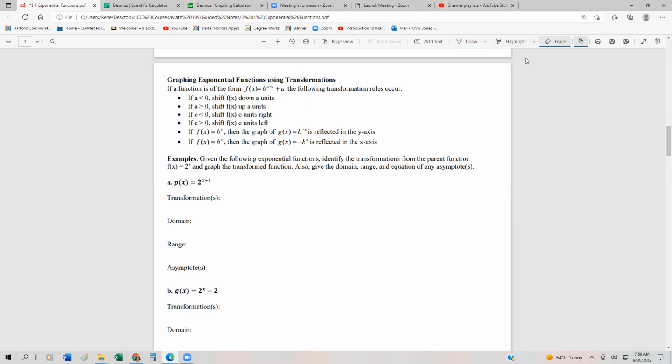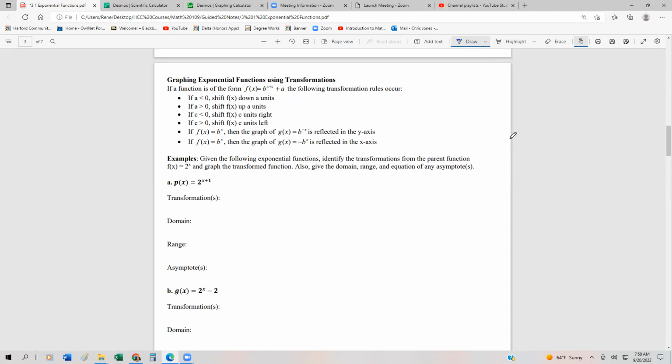And then finally, if we substitute a negative x back in for the x in the original exponential function, we're going to flip it over the y-axis. And if we just take the opposite of the entire function, that's going to reflect over the x-axis. One of the things I always do is check with the graphing calculator just to make sure that when I get my transformations, they look okay.